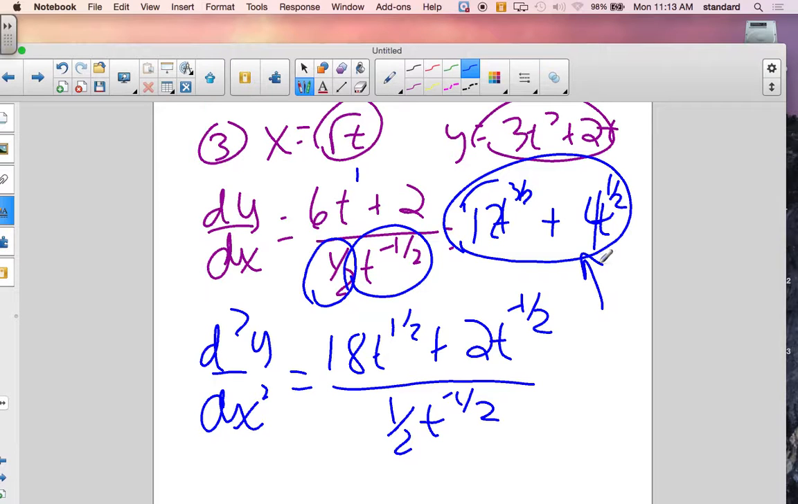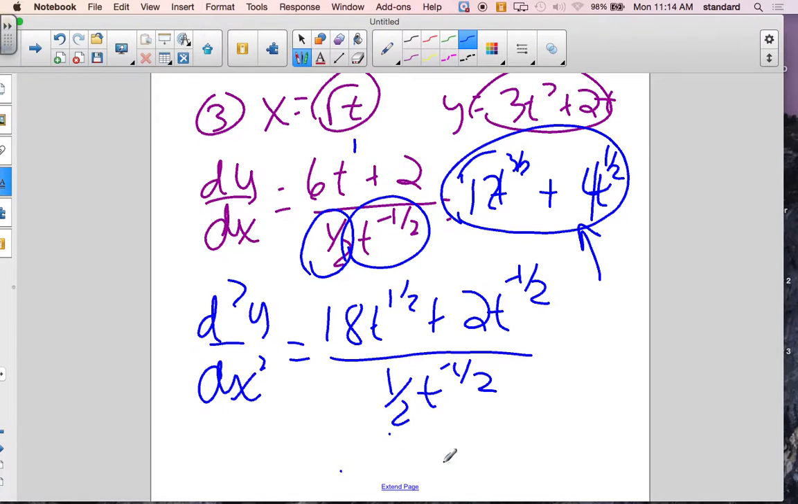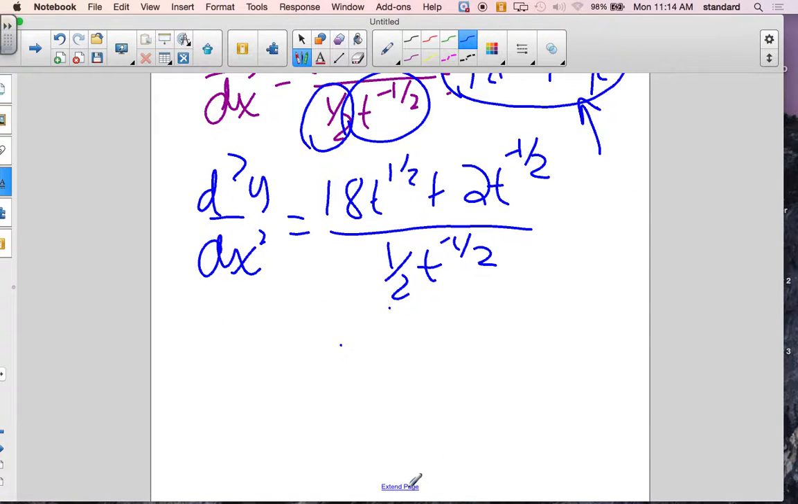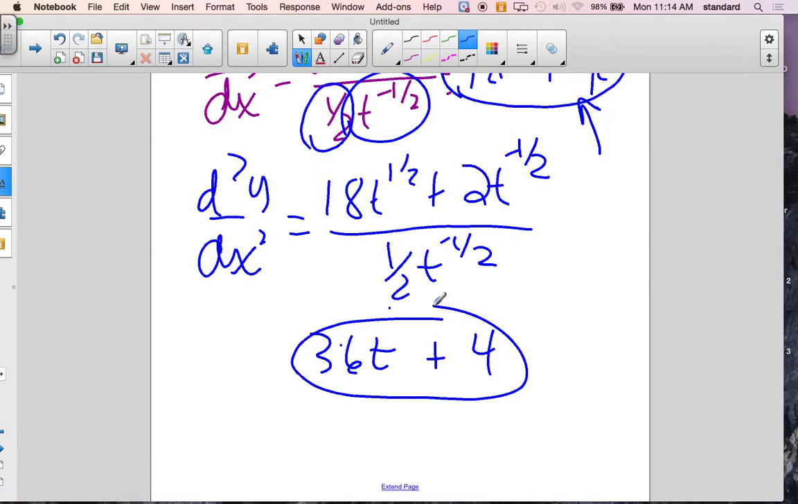All right, we'll clean this one up. We'll multiply both of those by 2. So this is going to be 36 and 4, and then this is going to be t and nothing, right? They'll cancel at this point right here. So that's my second derivative.